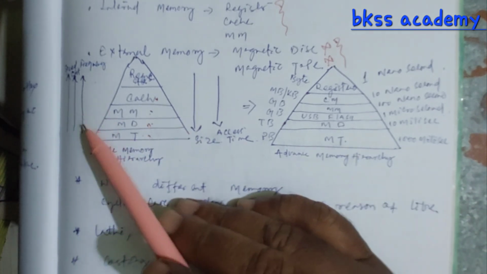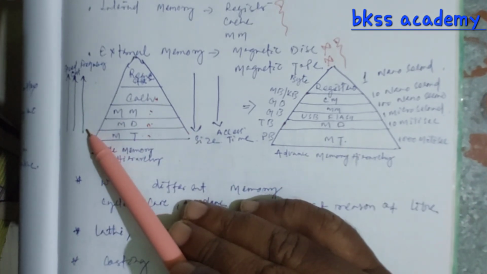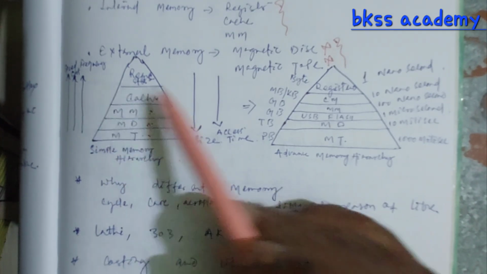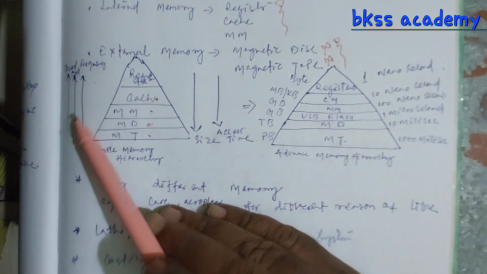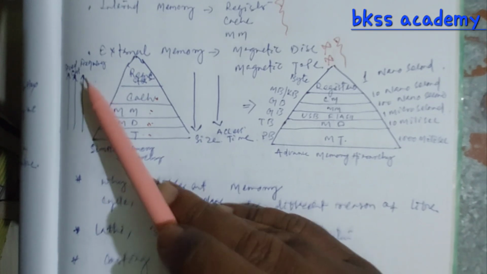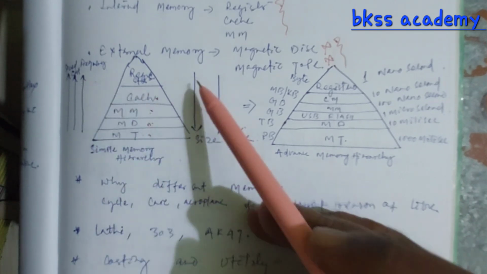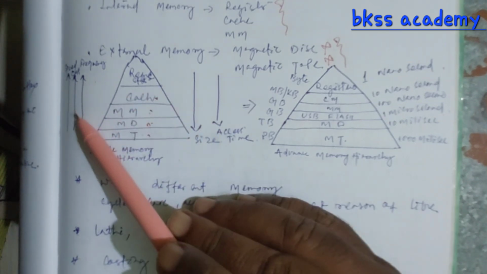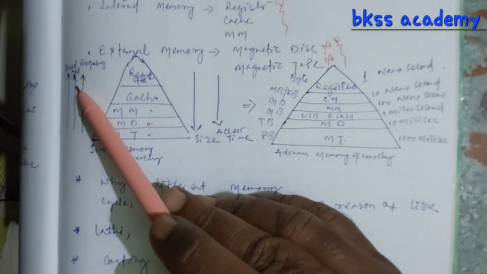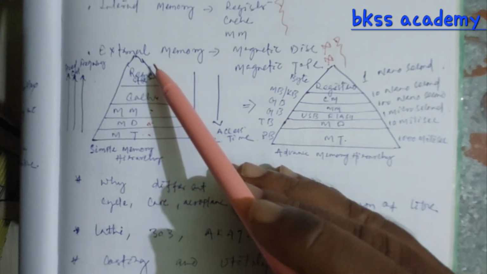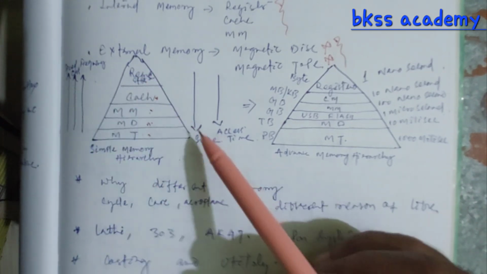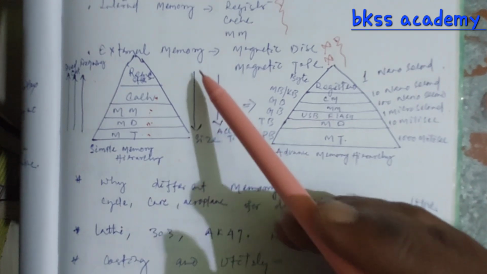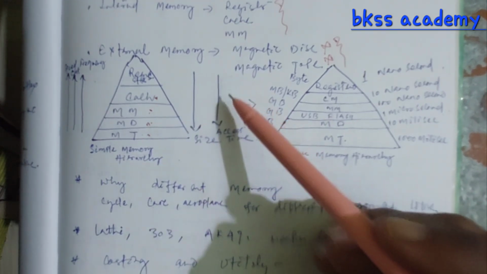Similarly, frequency of use decreases when size increases. Similarly, cost increases when size decreases. Speed increases when size decreases. Or similarly, when size increases, access time increases.